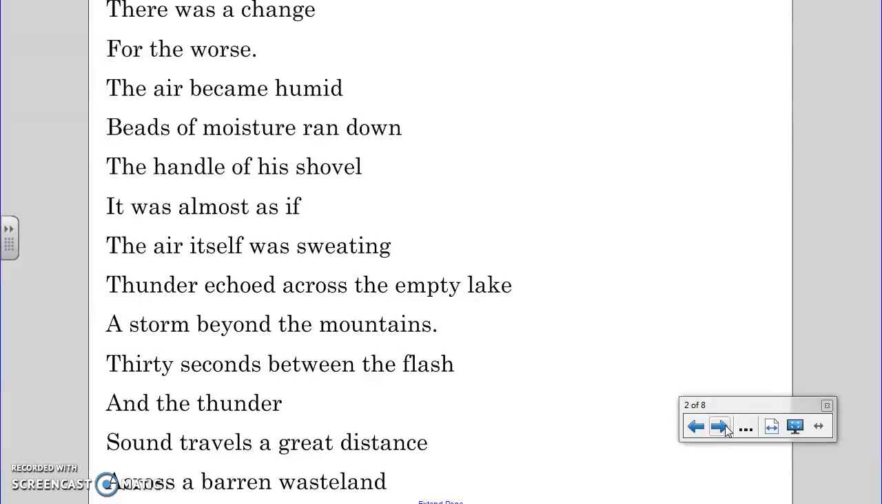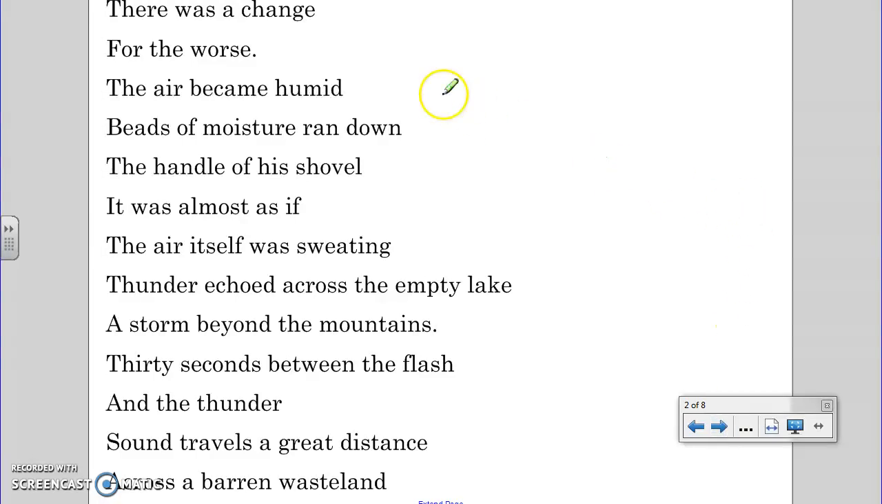It was almost as if the air itself was sweating. Thunder echoed across the empty lake. A storm beyond the mountains. 30 seconds between the flash and the thunder. Sound travels a great distance across a barren wasteland.